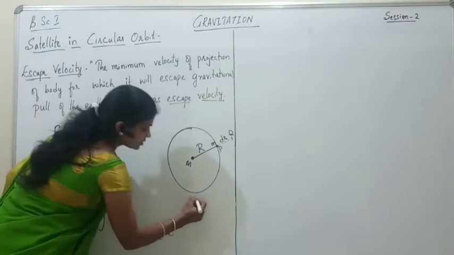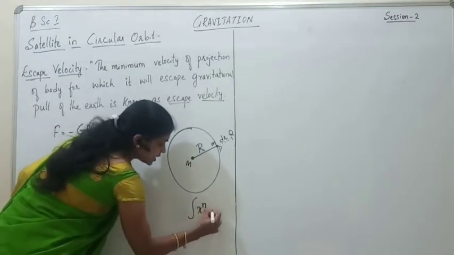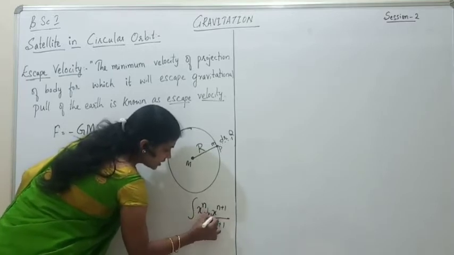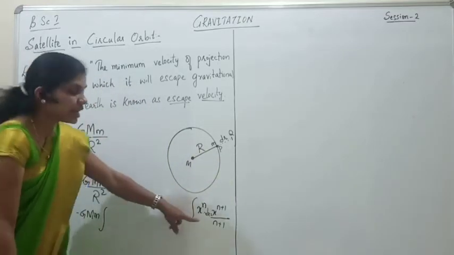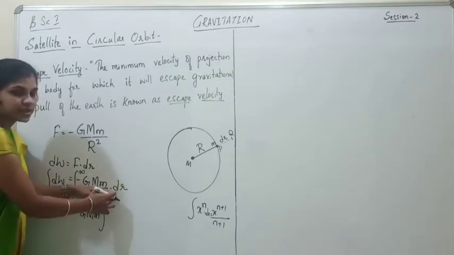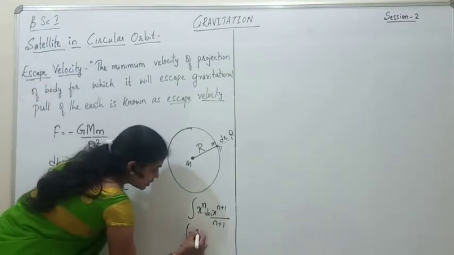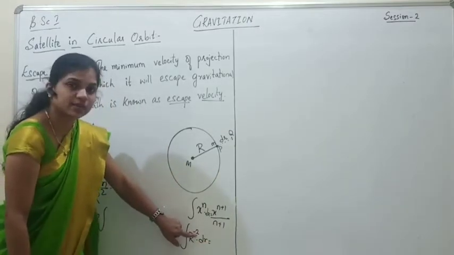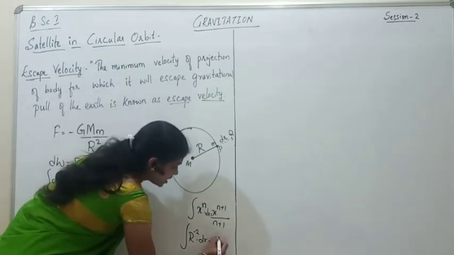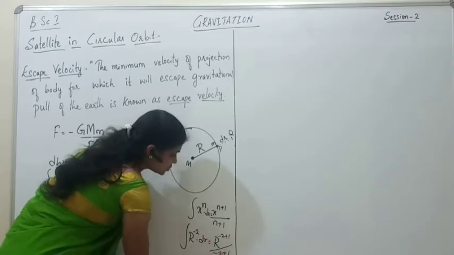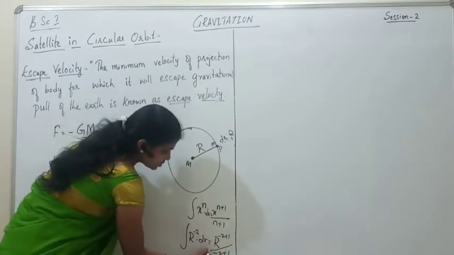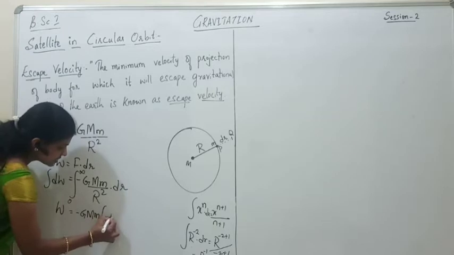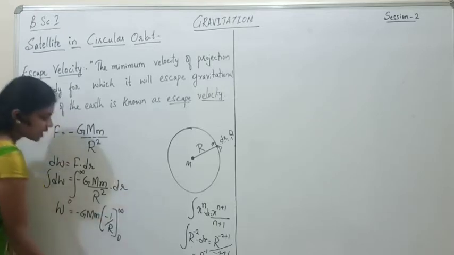Now what is integration? Integration of x to the power n dx is equal to x to the power n plus 1 upon n plus 1. We have 1 by r squared into dr, so integration of r to the power minus 2 into dr. Where we have x, we have r, and n we have minus 2. So we have r raised to minus 2 plus 1 upon minus 2 plus 1. So this I will get as r raised to minus 1 divided by minus 1, or minus 1 by r, from 0 to infinity.